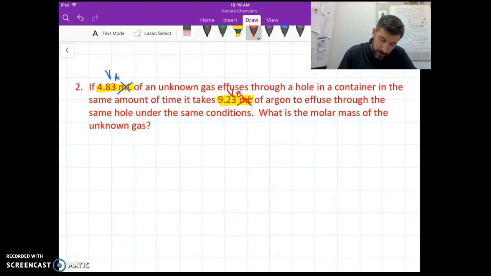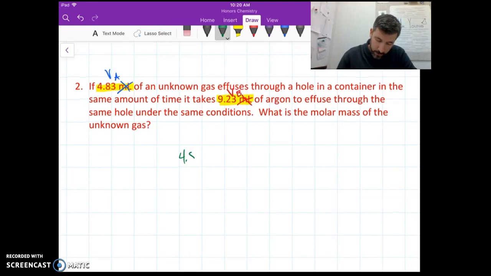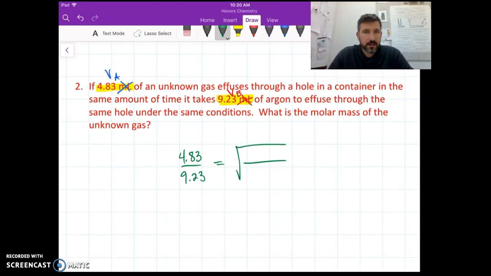Then it's going to end up being 4.83 over 9.23. And then the argon is the one that's associated with the 9.23, so its molar mass, which for argon is about 39.95 AMU, would go on top, and then the unknown would go on the bottom. So just going to try to solve for x here, see what molar mass you get.